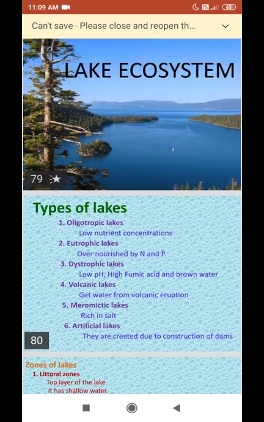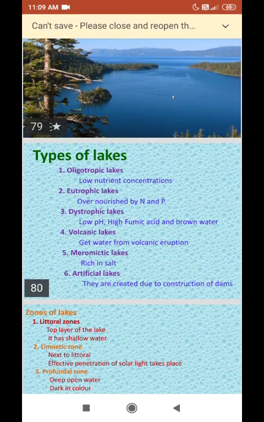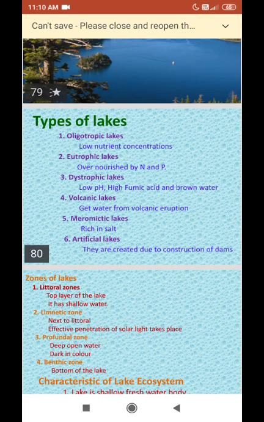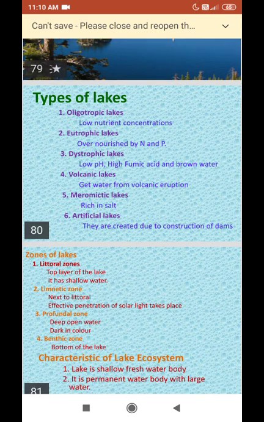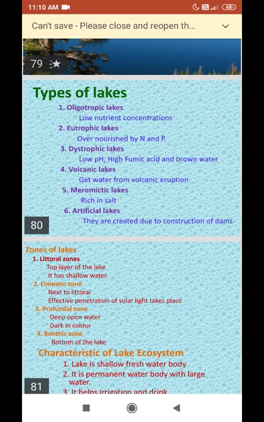Now let us see the lake ecosystem. There are different types of lakes available, that is oligotrophic lake, eutrophic lake, dystrophic lake, volcanic lakes, meromictic lakes, and then artificial lakes. First one, the oligotrophic, low nutrient concentration is referred as the oligotrophic. And then eutrophic, overnourished by nitrogen and phosphorus, is referred as the eutrophic lakes.